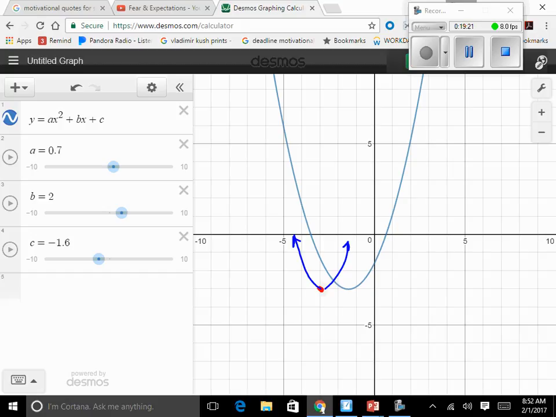And I'm leaving this now. This is it. What's my A? 0.7. The X squared doesn't change. What's the B? That looks like a 2. I'm recording this part. 2X. And then what's the C? It's a minus 0.6.